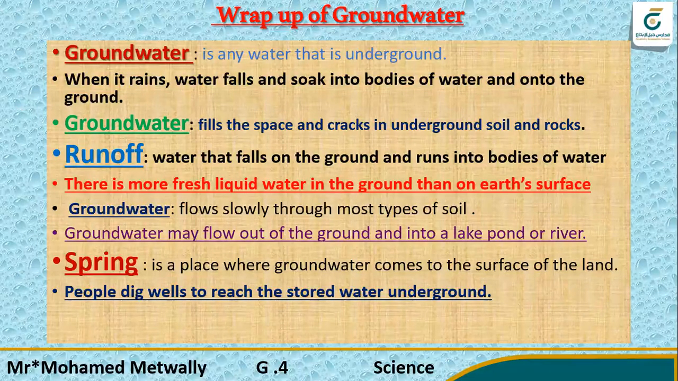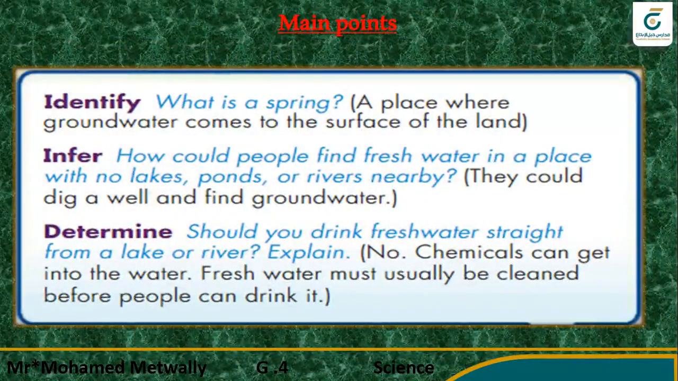Turning to another slide of our lesson, here are some questions about the previous slide. The questions will be in the form of identify, infer, determine. Let's get started with the first one, identify. What is a spring? Like we said, a spring is not a season of the year. It's a place where the underground water comes to the surface of the land.